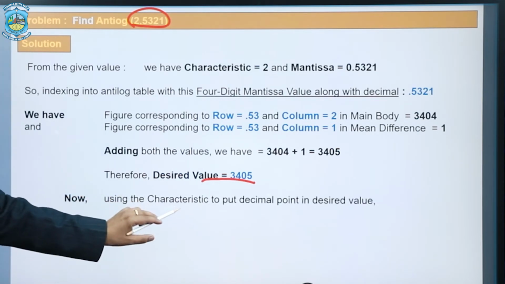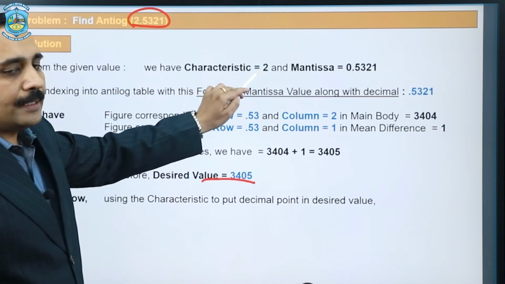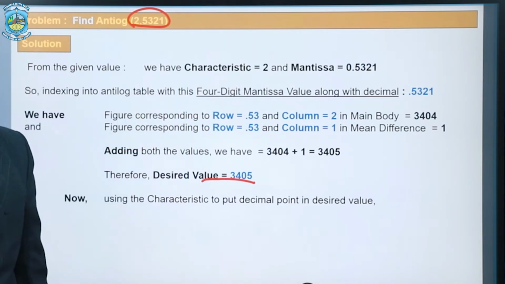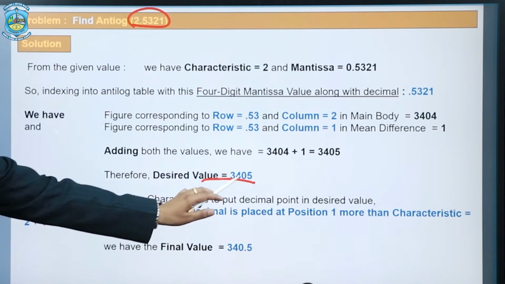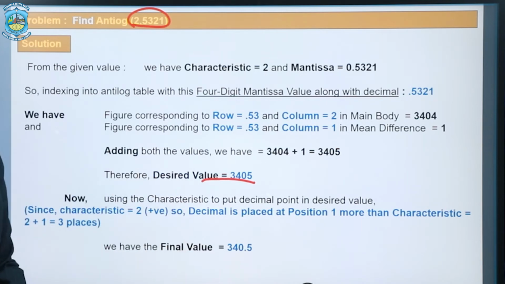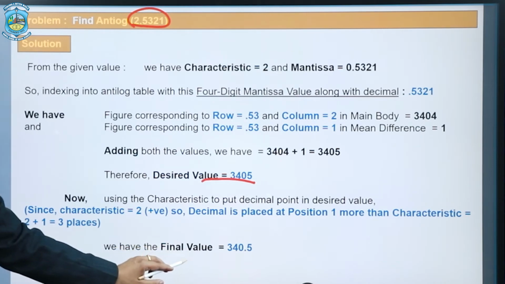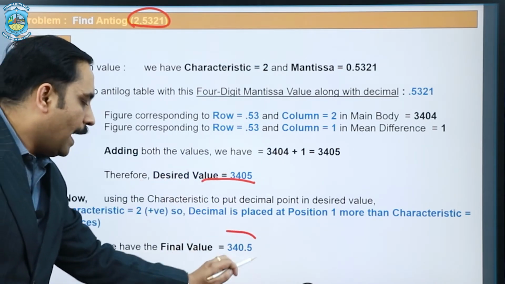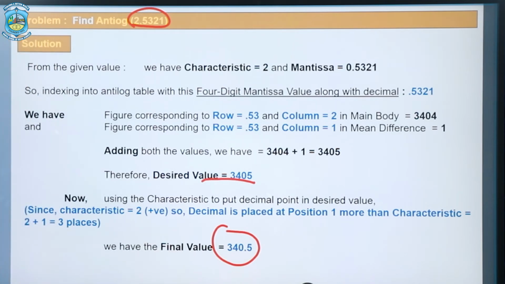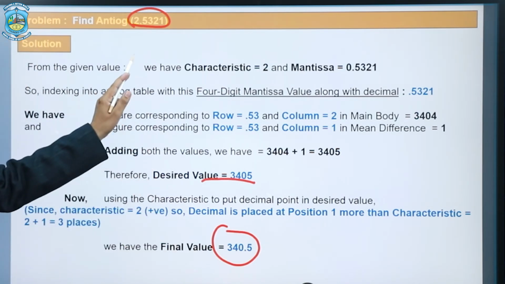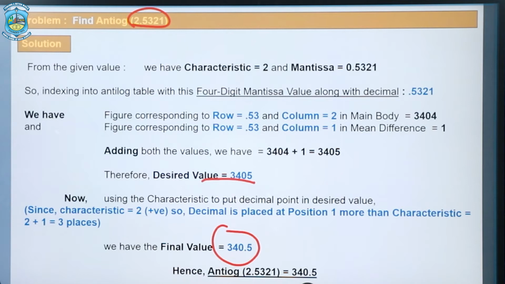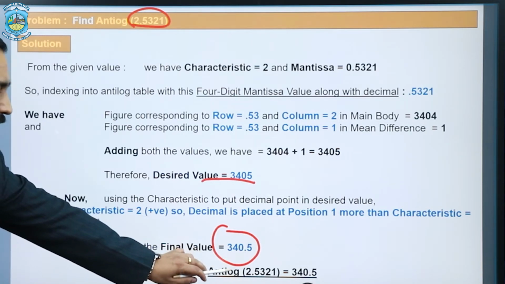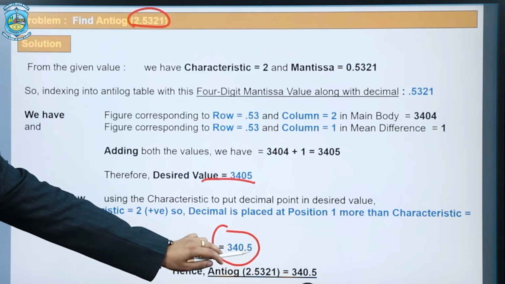So using the characteristic to put the decimal, here the characteristic is 2. That means this is a positive value. So if the characteristic value is positive, the decimal is placed at the position 1 more than the characteristic value. That means we have to put the decimal after 3 places. So we have the final value as 340.5. This is how we put decimals using the characteristic value on the value obtained from the anti-log table. Hence, the anti-log value of 2.5321 is equal to 340.5.